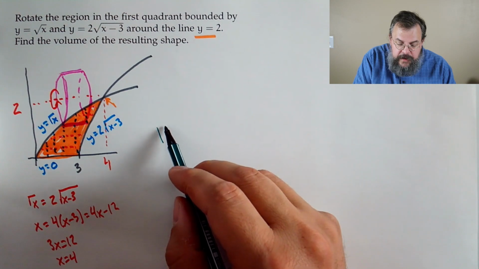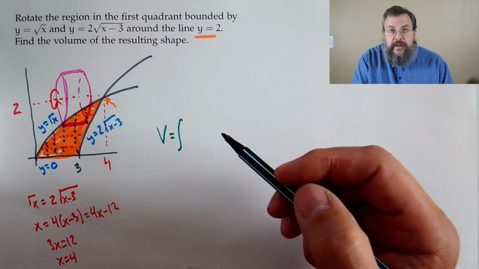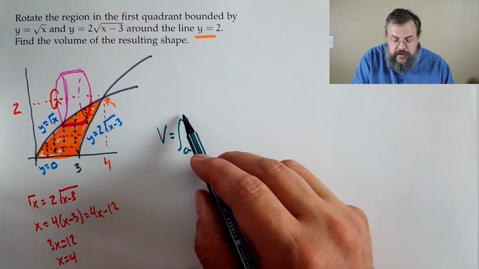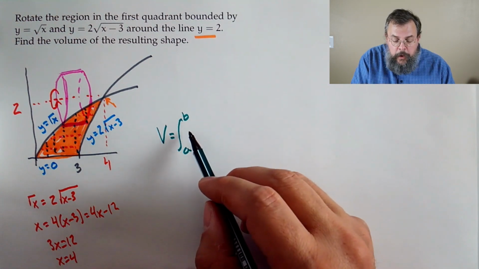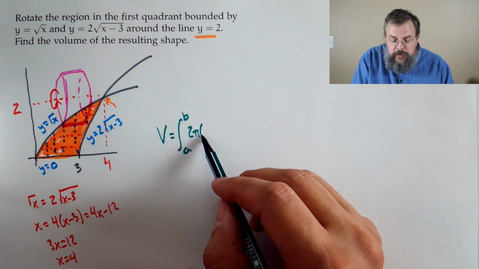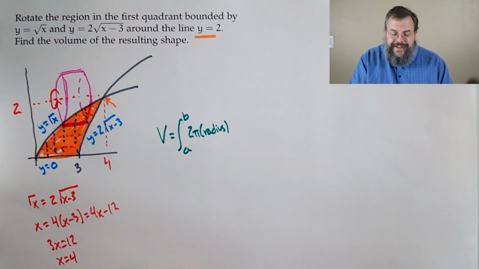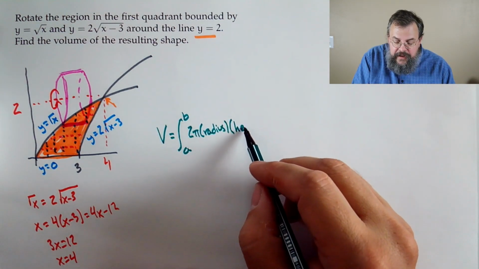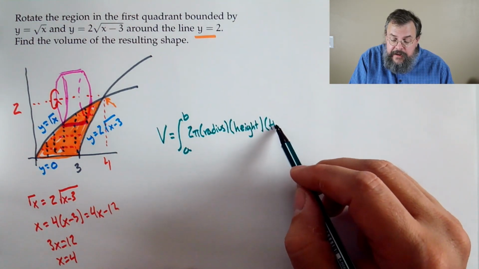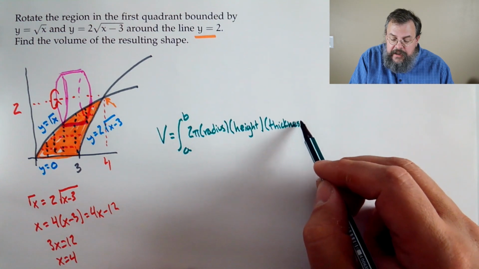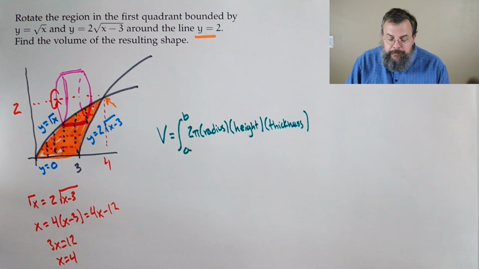So if we're after our volume by shell method, we're adding up, which means the integral, from our start to our stop, beginning to end. We have 2 pi radius, that's the circumference of the shell. Our height, that's the height of the shell, kind of a descriptive name. And the thickness, which is the thickness of the shell. Yeah, see, these are all very descriptive because that helps us see what's going on.